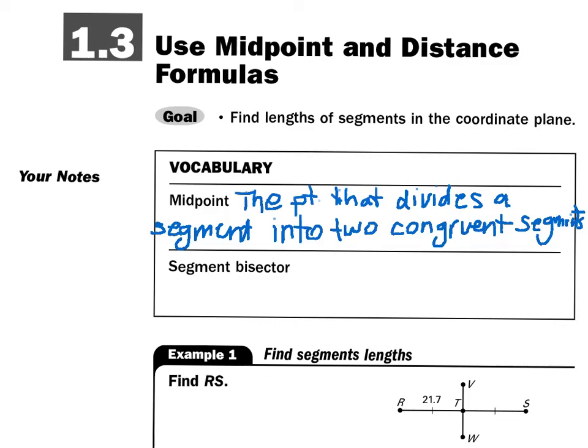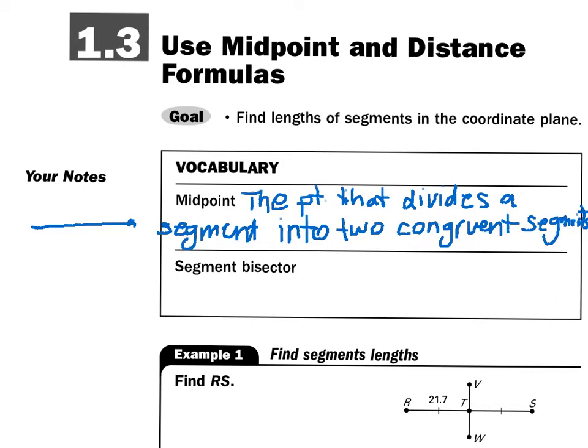Okay, this is 1.3. Use midpoint and distance formulas. Vocabulary. What's a midpoint? The midpoint is a point that divides a segment into two congruent segments. So in other words, it's the point that divides a segment in half. So if this was 1 and 1, this would be the midpoint.